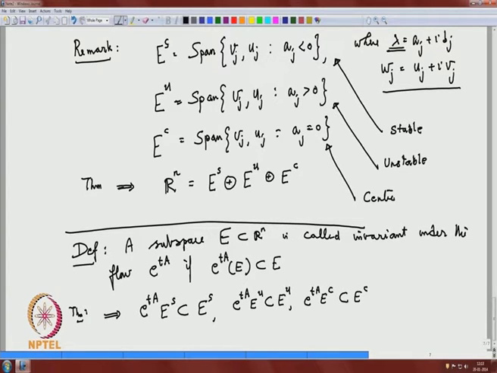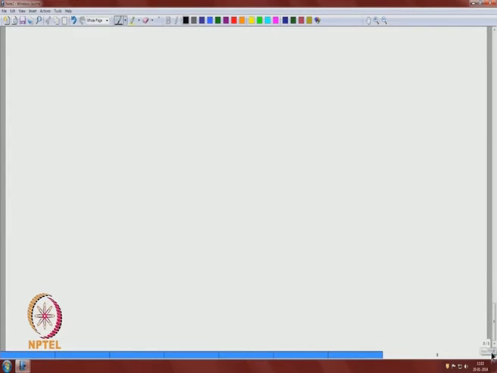Maybe one example or two examples, let us see, we will give one more example. So, let us start with an example now here, and maybe one more example in the next class. So, with this example we can think. So, let us consider the system A.